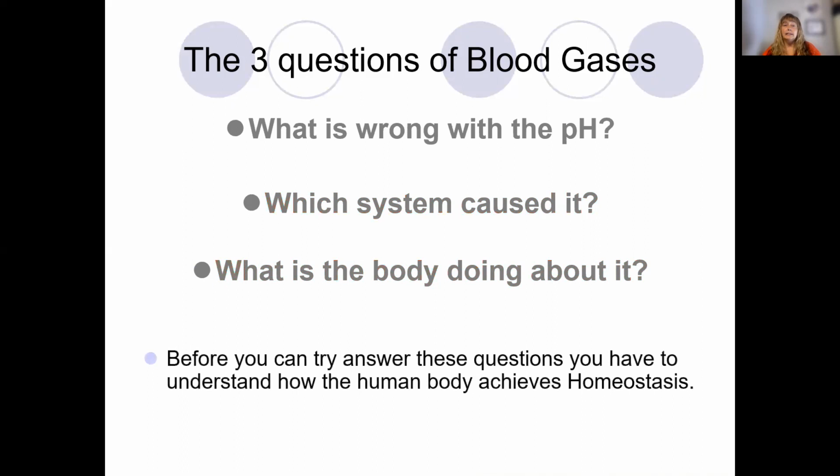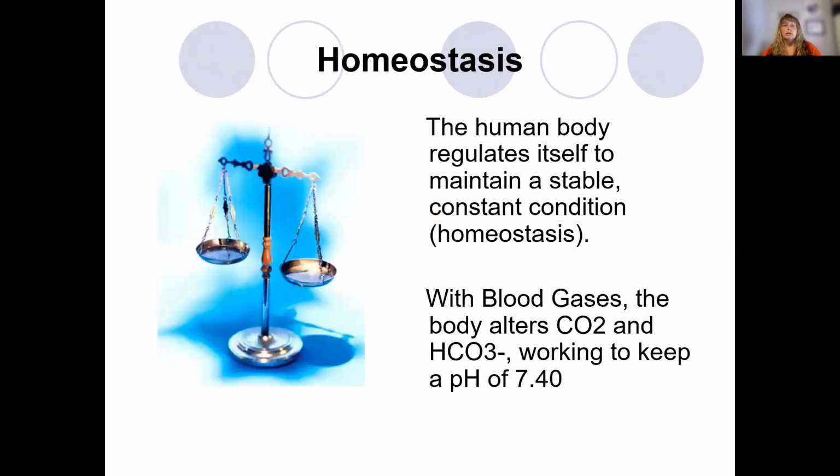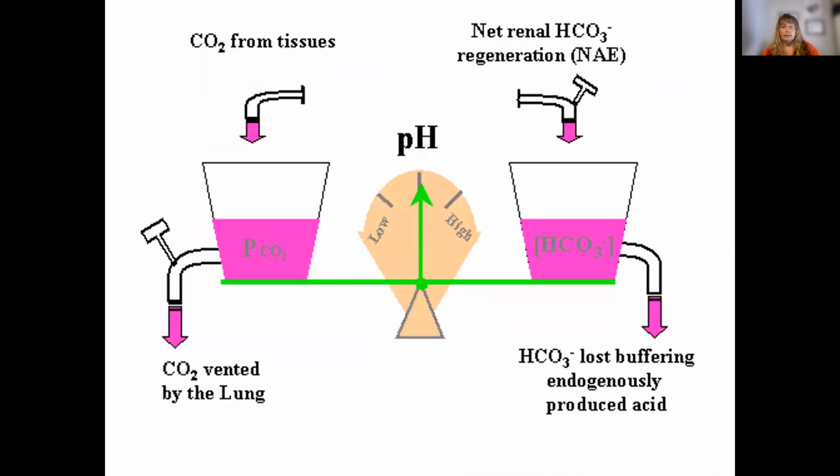But before you can answer any of these questions, you have to understand how the body achieves homeostasis. Homeostasis is the human body's ability to regulate itself to maintain a stable, constant condition called homeostasis. So with blood gases, the body alters the carbon dioxide levels and the bicarbonate levels, working to always keep a pH of 7.40. So a pH of 7.40 is homeostasis. And I know we talk about 7.35 to 7.45 as a normal range, but 7.40 is exactly homeostasis.